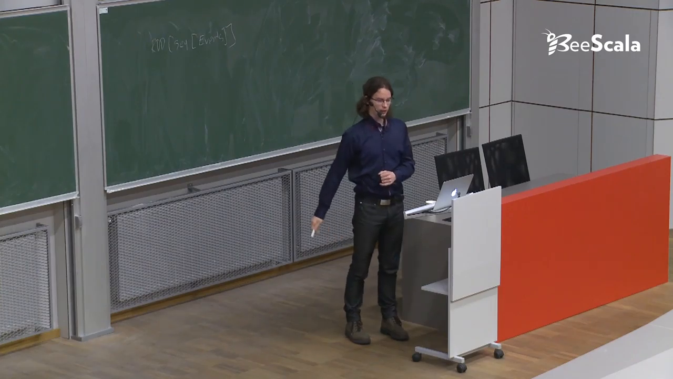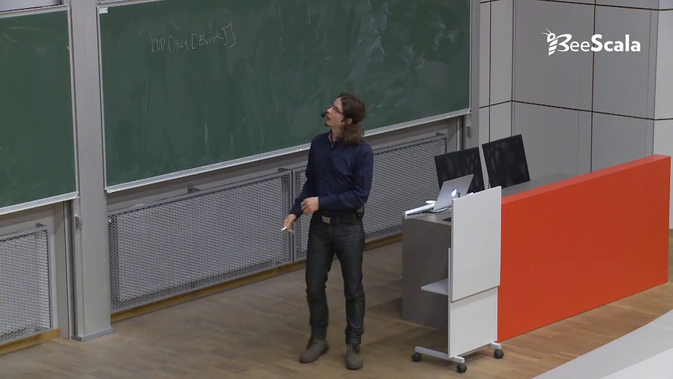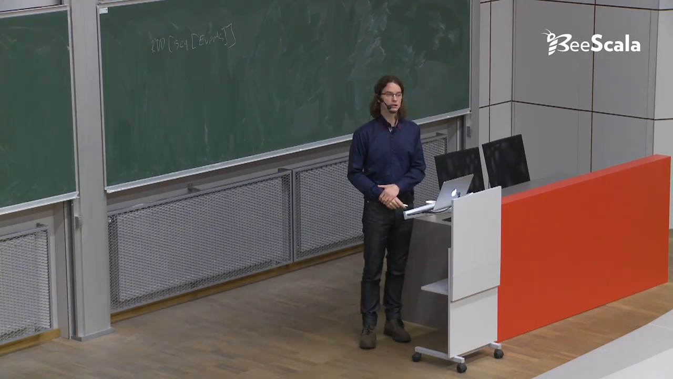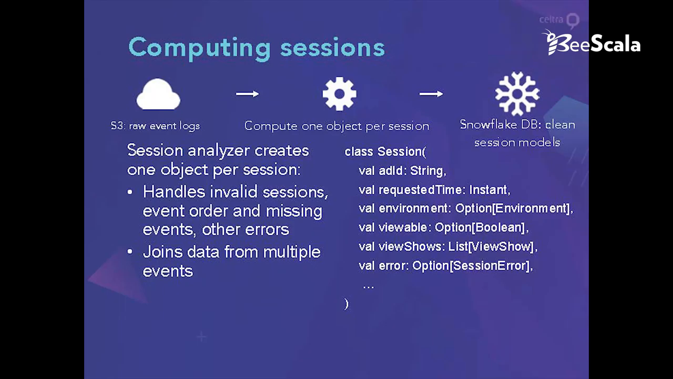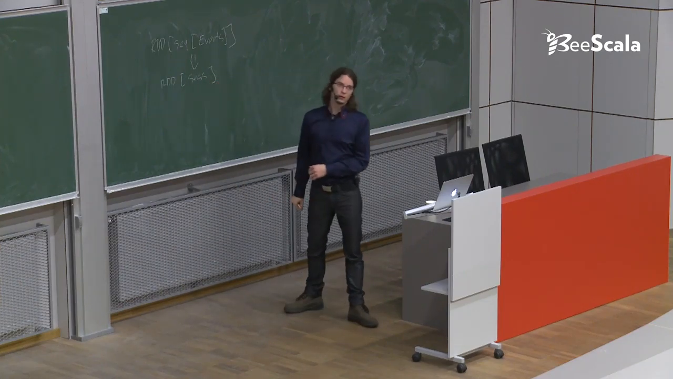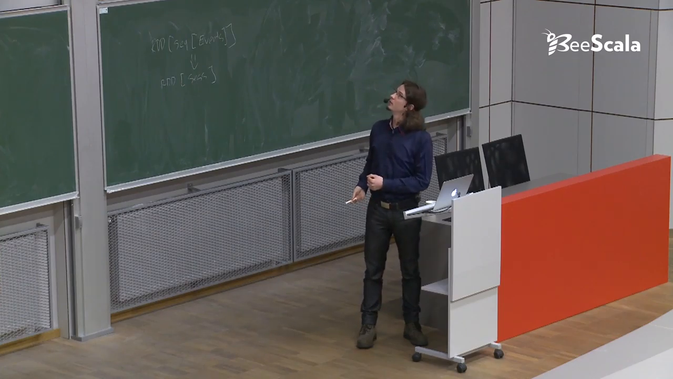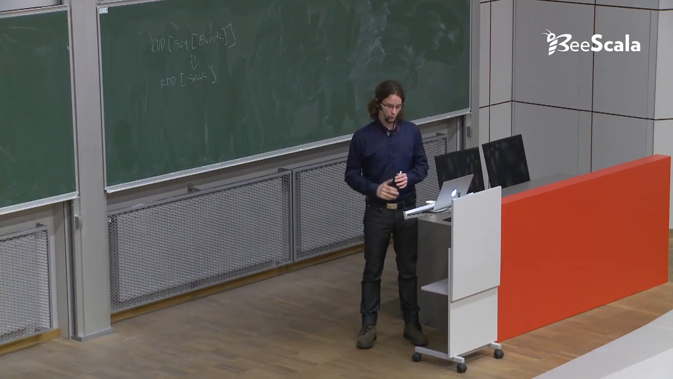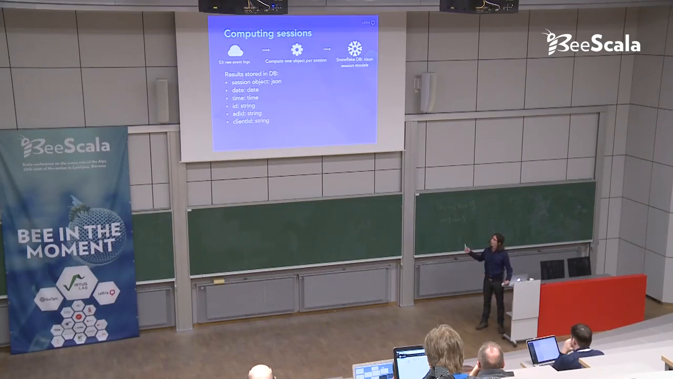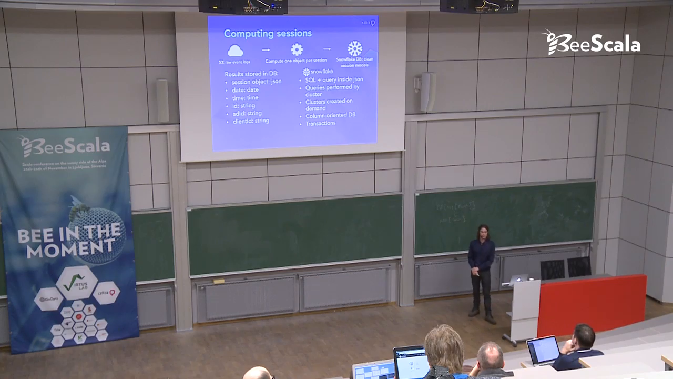Now, from this raw data, we clean it up, we handle errors, we group data from multiple events, and as a result, we calculate these session models. So we map this into an RDD of these sessions. And the session is nicely cleaned up data about everything that happened in one ad. And then we store this data. We serialize these session objects, we add some dimensions like date and IDs, and we store it into a database, into Snowflake.